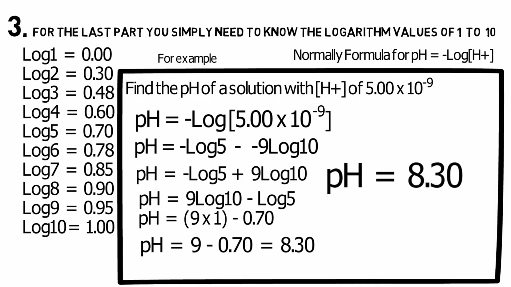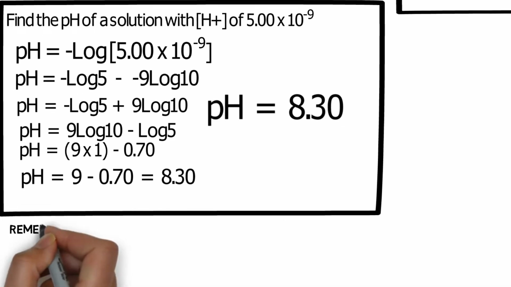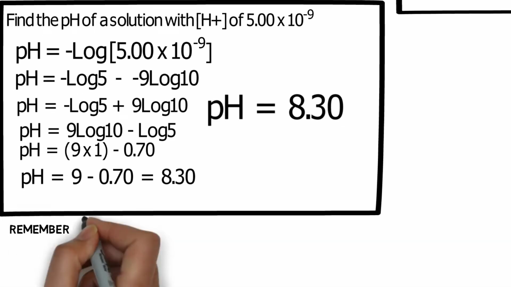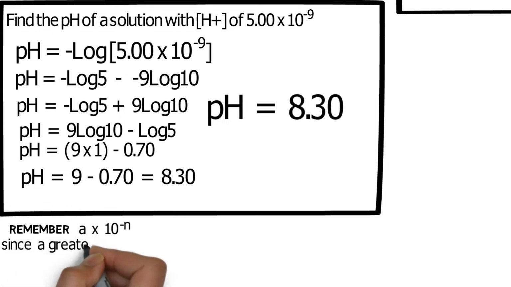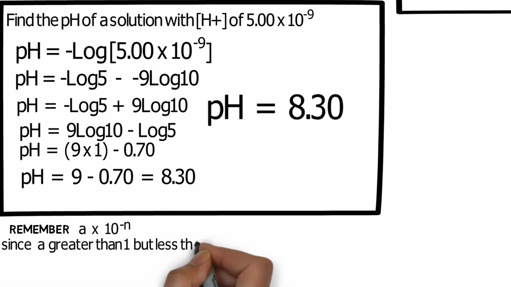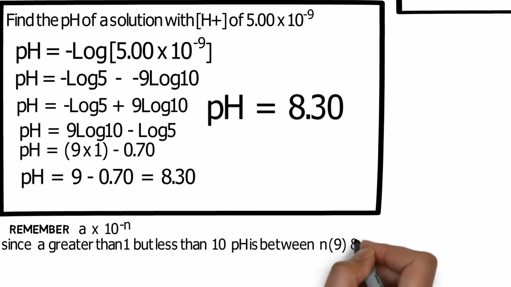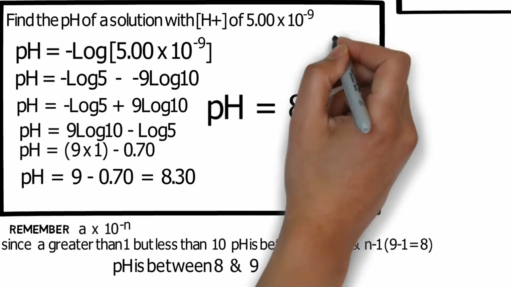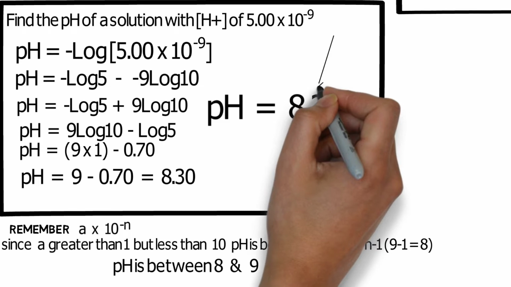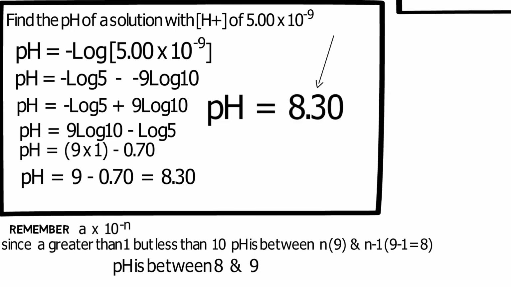Okay, now for a quick reminder, remember our expression A times 10 raised to the power minus 9. Since A is greater than 1 but less than 10, this means that our pH is between n, which is 9, and n minus 1, which is 9 minus 1, equals 8. So our pH is between 8 and 9. Now if you look back at the answer we got, you can see that our answer is 8.3, and this is between 8 and 9.